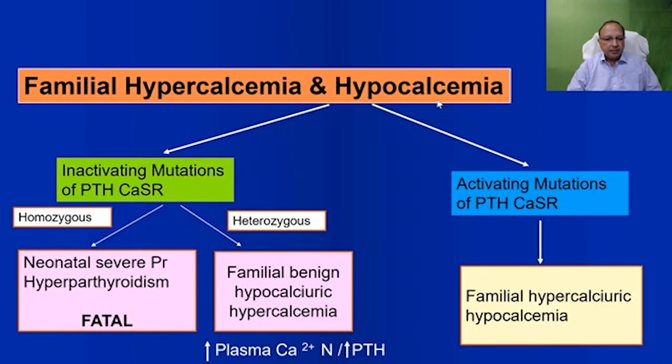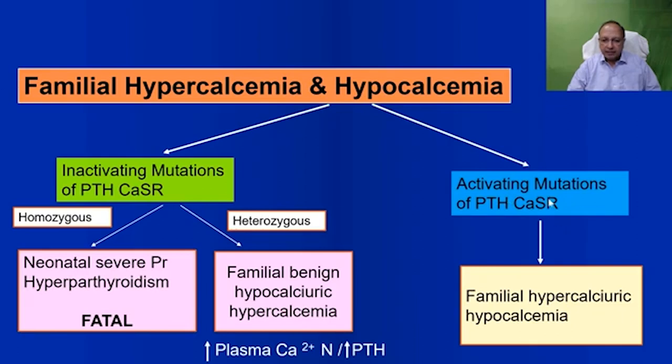So familial hypercalcemia and hypocalcemia, just to sum up this applied aspect, there can be inactivating mutations of the parathyroid gland calcium sensing receptors. If it is homozygous in nature, then it can be a fatal condition with neonatal severe primary hyperparathyroidism. But when it is heterozygous, the patient will be able to live, and it will lead to familial benign hypocalciuric hypercalcemia. In this condition, the plasma calcium is higher. However, the parathormone level can be normal or it can be increased.